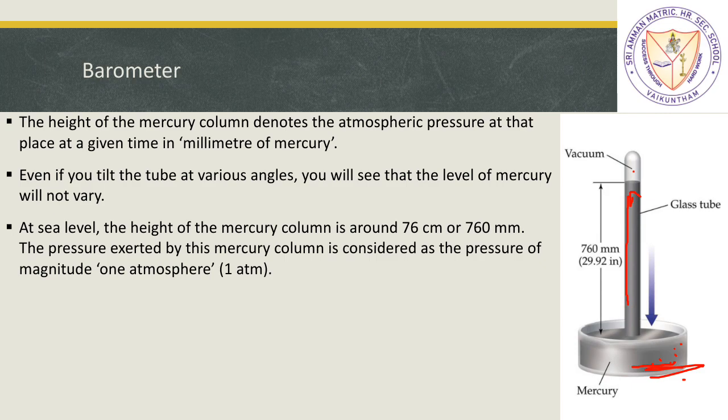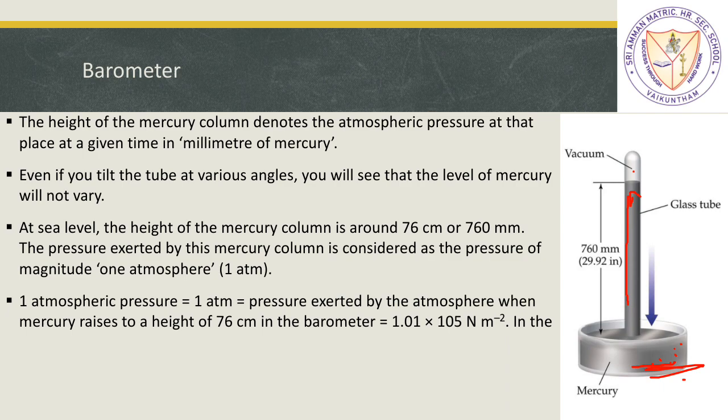The pressure exerted by this mercury column is considered as the pressure of magnitude 1 atmosphere, or 1 atm pressure. So this much pressure is called 1 atm of pressure or 1 atmosphere pressure. So 1 atmospheric pressure is equal to 1 atm. It's kind of a short form, atm.